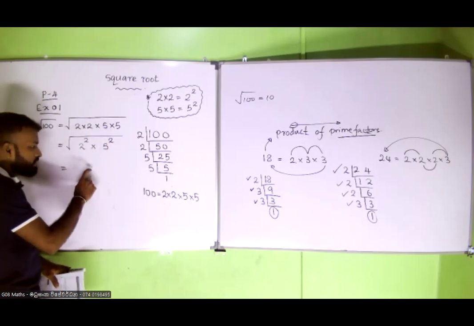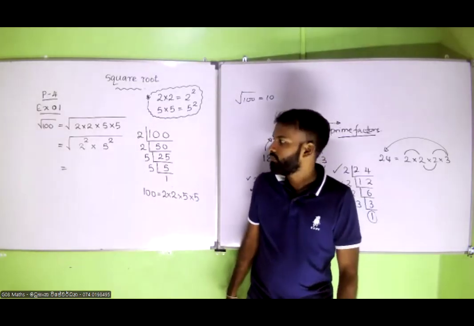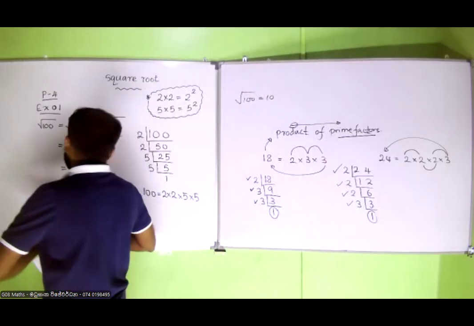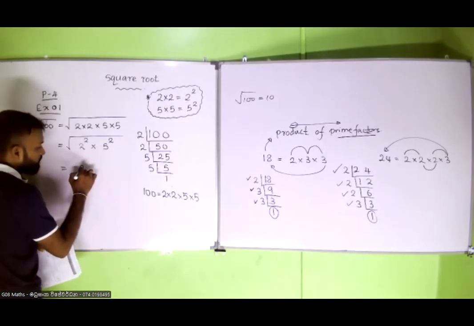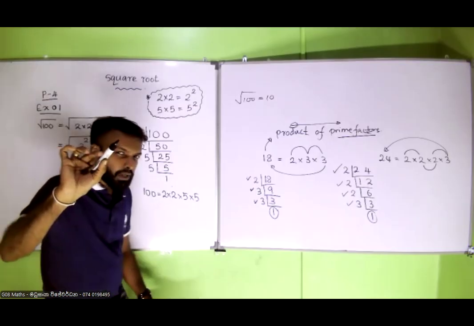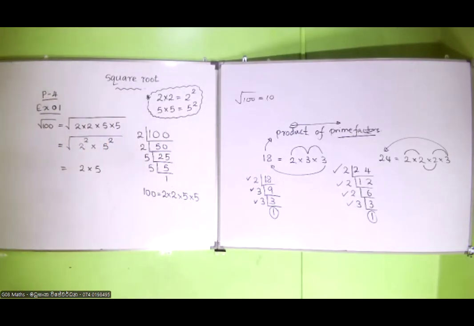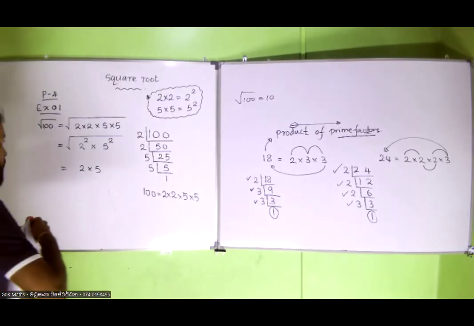What are the remaining numbers here, if you cut them, now power 2? 2 into 5. So the remaining numbers are 2 into 5. If you want, you can take your pencil, otherwise you might forget. So I am going to cut.